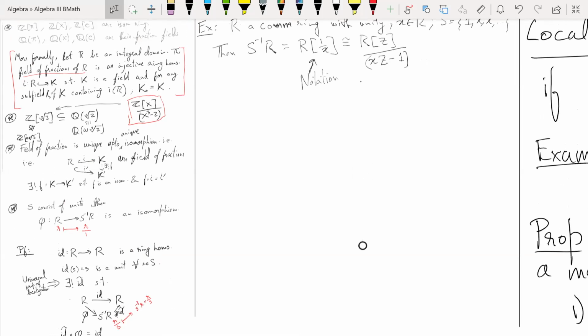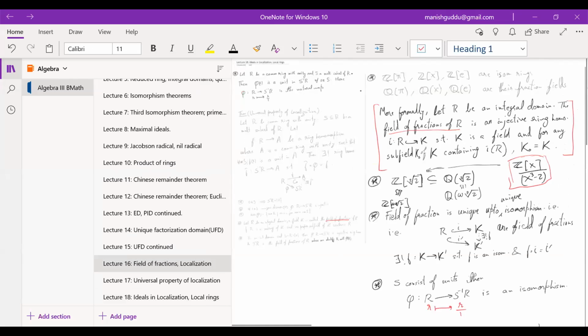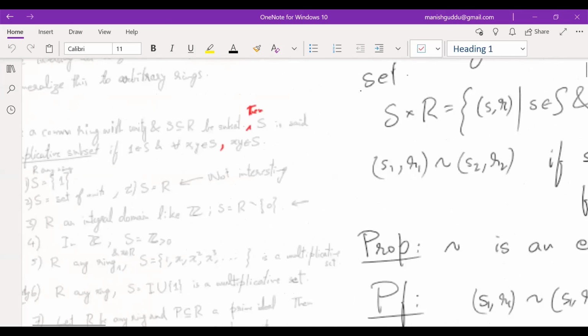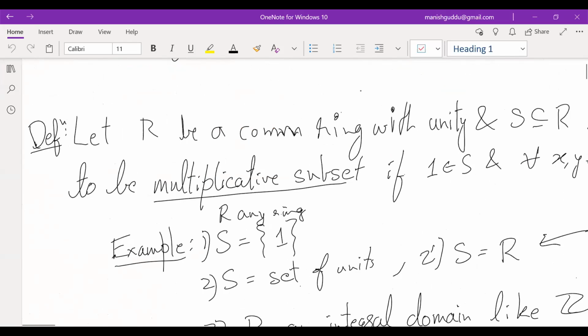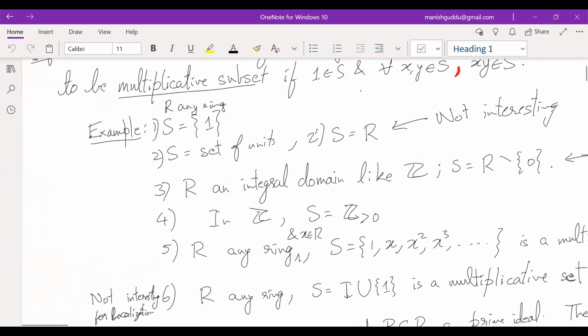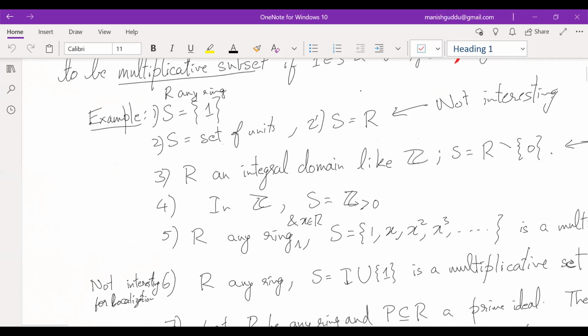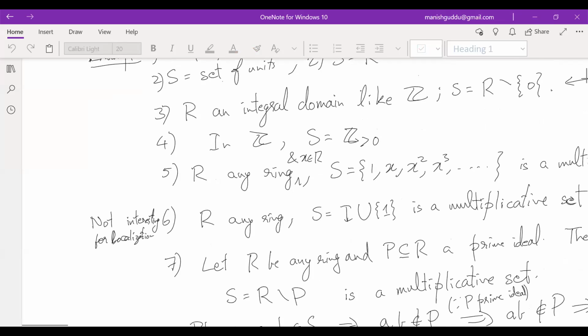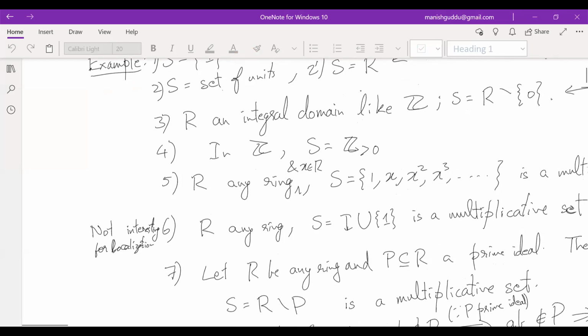So let's get to this example of a field of fractions and localization. I wanted to see all the examples we were thinking about of multiplicative sets. So these were our multiplicative sets. Of course, if S is 1, or more generally consists of units, then it's not interesting. If S is R, then also it's not interesting because it contains 0. Number 3 we also saw. If you take S to be positive integers, then in the new ring all the positive integers are invertible, so negative integers will be invertible. Using that you can say that this is as interesting as taking non-zero elements of integers.